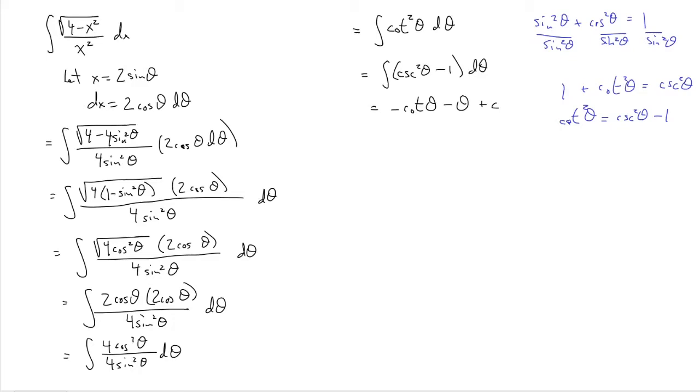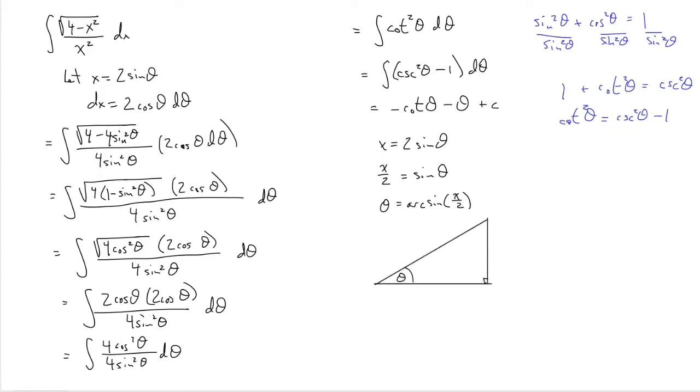All that's left is to now come up with an answer that's in terms of x. We start with the idea that x is equal to 2 times the sine of theta. So x over 2 is the sine of theta. And that tells us immediately that theta is the arc sine of x over 2, which gets us this part of the integral that we needed to figure out. But we still need to figure out what the cotangent of theta is.